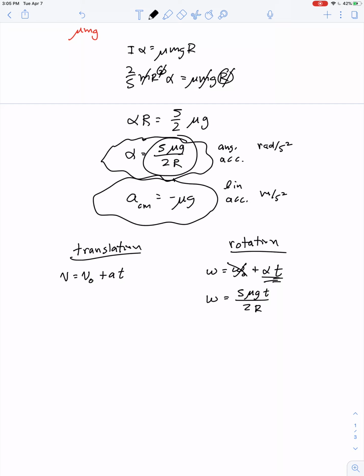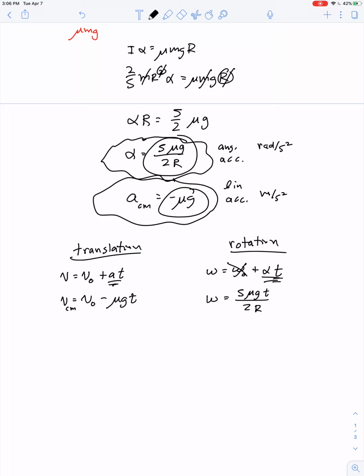Now let's look at the change in linear speed. V equals v naught plus at, but a is negative mu g, so v equals v naught minus mu g t. And this is an equation to tell us the motion of the center of mass of the bowling ball. Now here's the key to this.